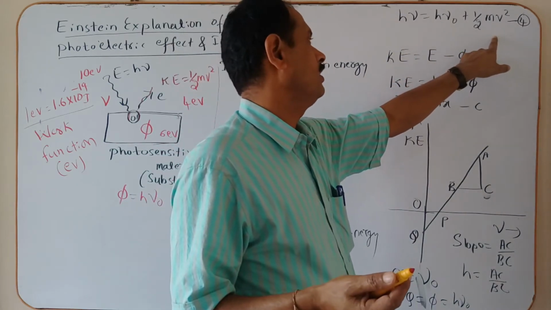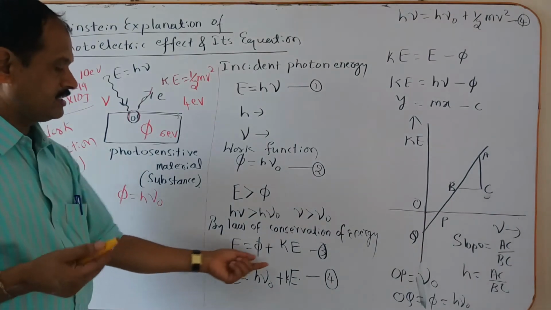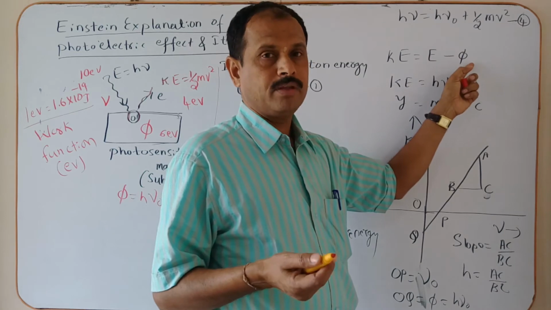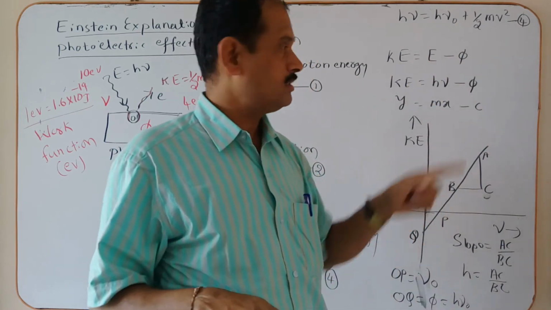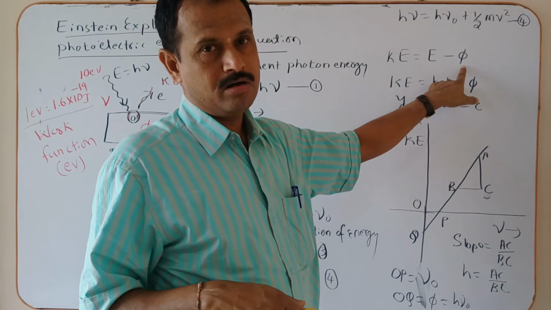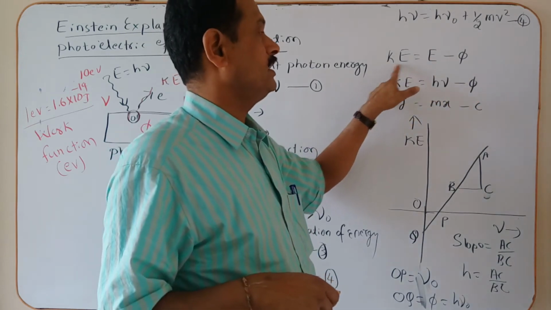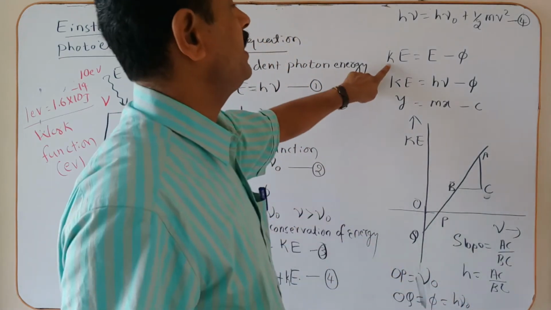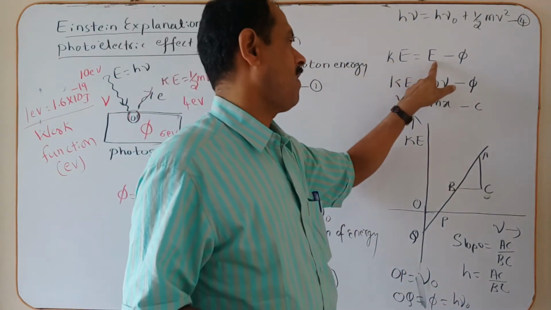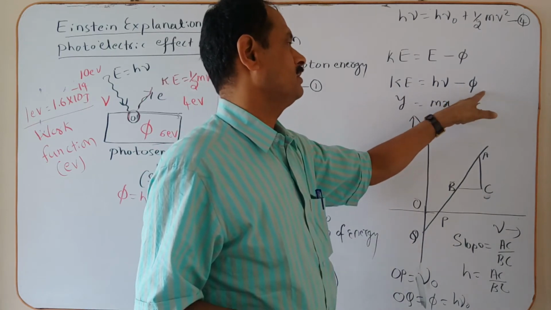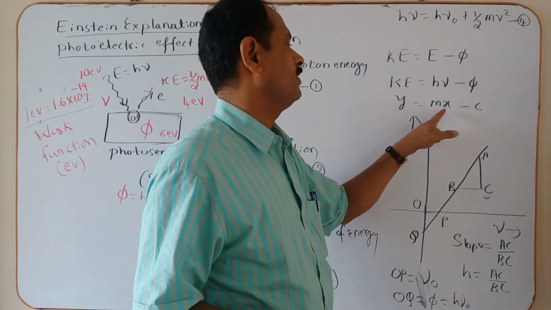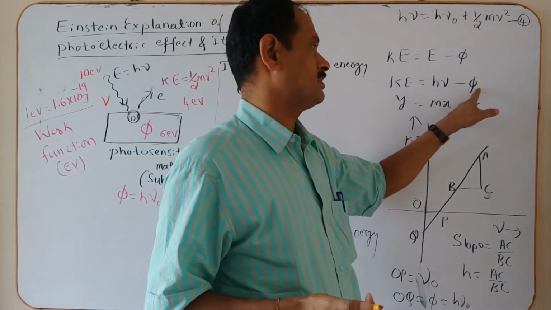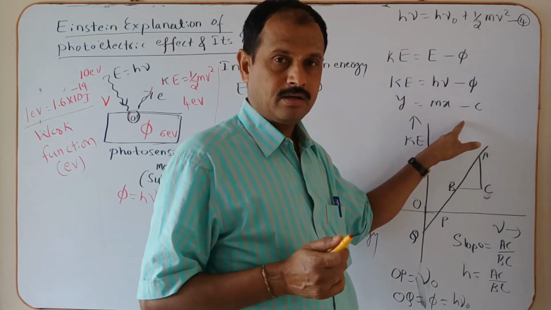Question number 4. With the help of this expression, the kinetic energy K is equal to h nu minus phi. Now this is the incident photon energy and this is the work function. The kinetic energy depends on the incident photon energy and the work function. K is equal to h nu minus phi, which is in the form of y is equal to mx minus c. Minus is mx minus c, plus is mx plus c.